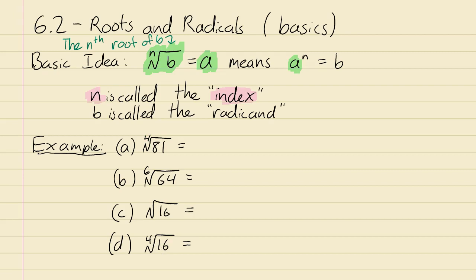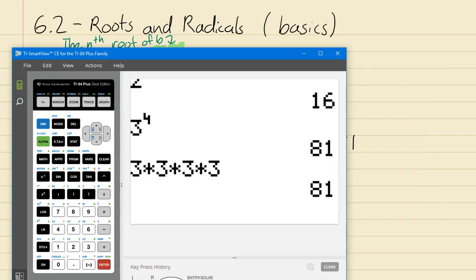B is called the radicand, the thing inside the square root, or the nth root. The thing that you're taking the root of is the radicand. So let's do a quick example here. First, the fourth root of 81, with index 4 and radicand 81. Whatever this result is, we're looking for something that you can raise to the power 4 and get 81.